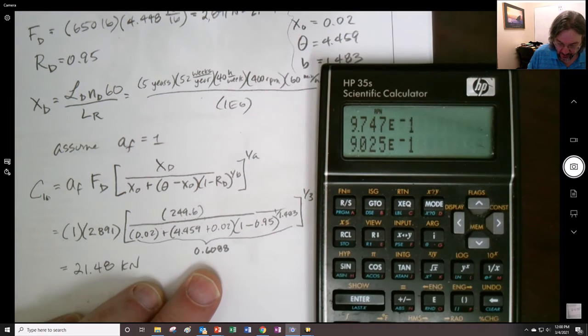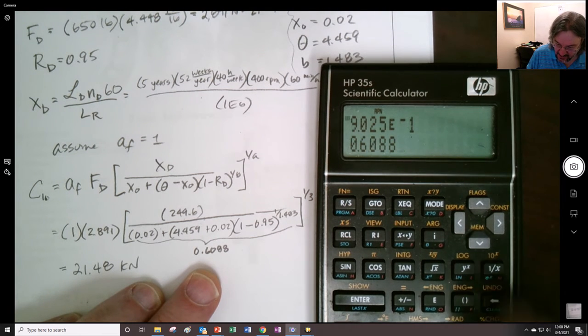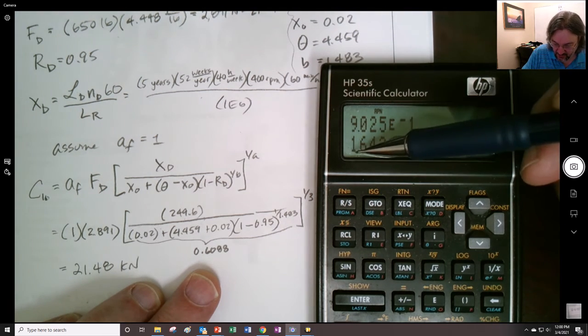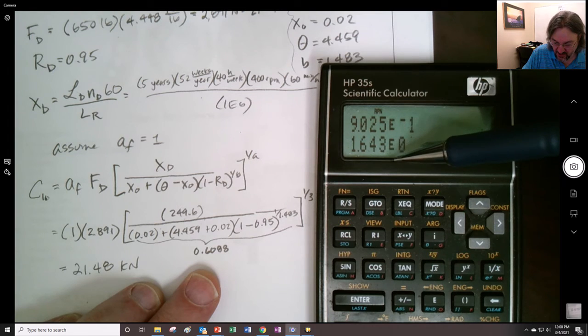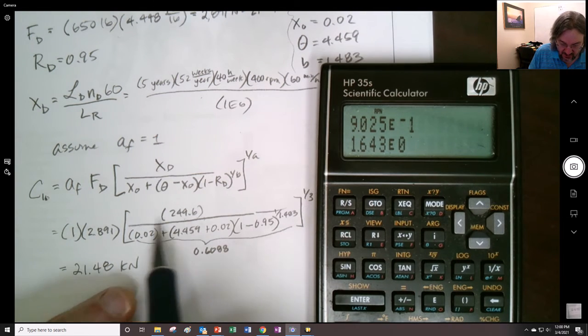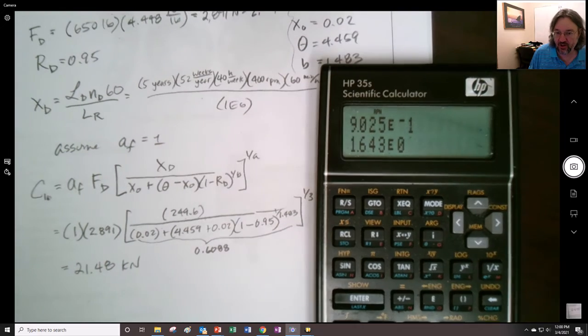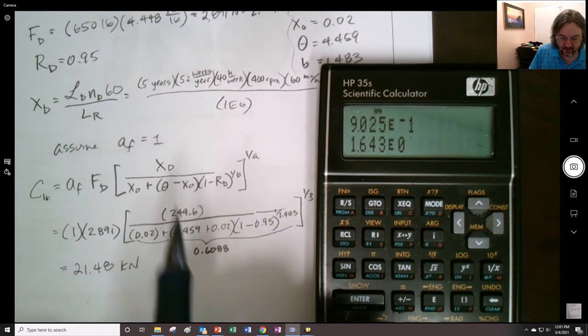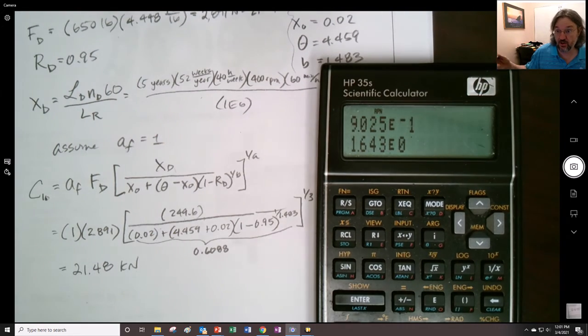So let's take that 0.6088 and just take the inverse of it, and you find that it's 1.643. So you can almost think of this whole thing on the bottom as just a multiplier, 1 over a multiplier, that's going to make the time longer.